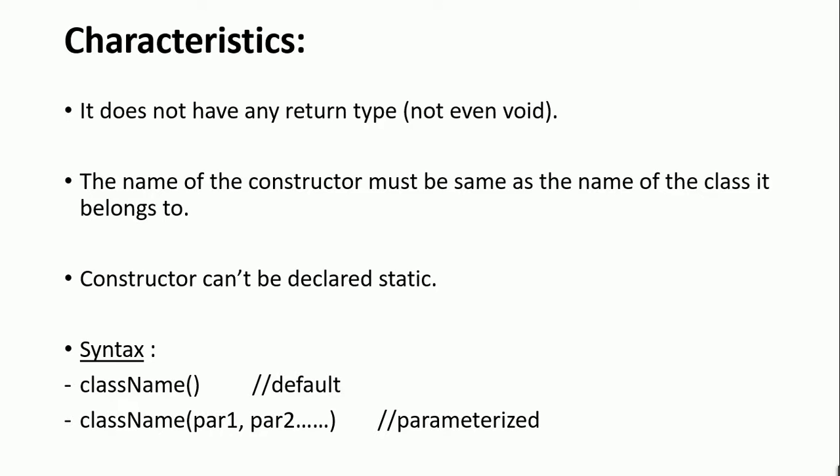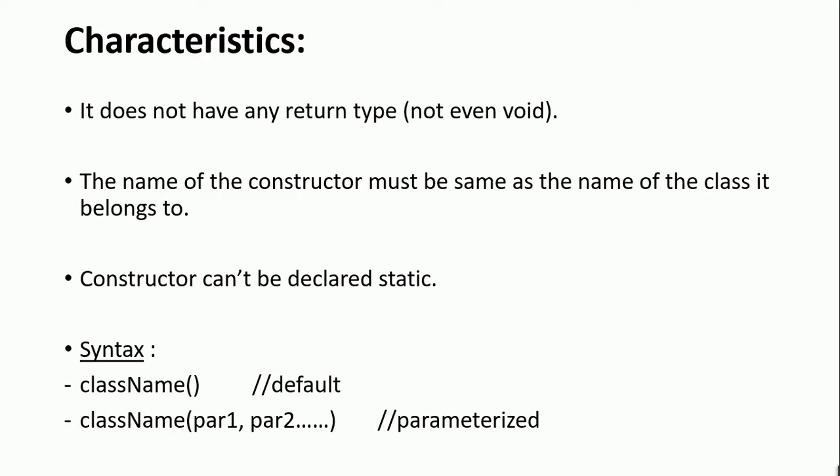The second point is that the name of the constructor must be the same as the name of the class it belongs to. This is also an important point, because in our previous video of the employee example, if I want to create a constructor within the employee class, then I have to give the constructor the name Employee also. The third point is that a constructor can't be declared static.